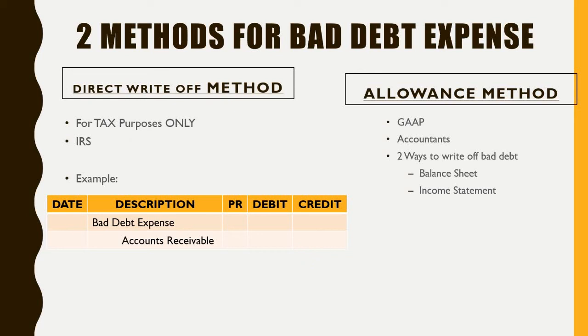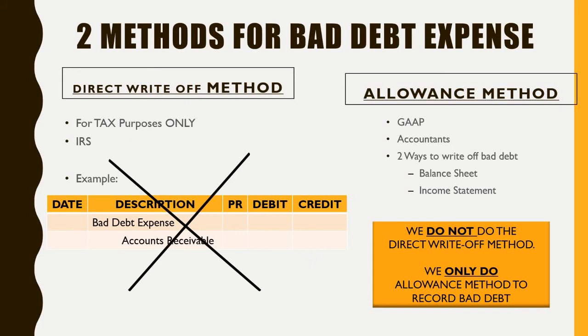In this case, no. As an accountant or as a regular bookkeeper, you're just the general accountant. You cannot do the direct write-off because you're not a tax accountant and you are not going to follow the rules of the IRS. You cannot claim bad debt right away from accounts receivable. So what do we need to do instead? We're going to be learning the allowance method.